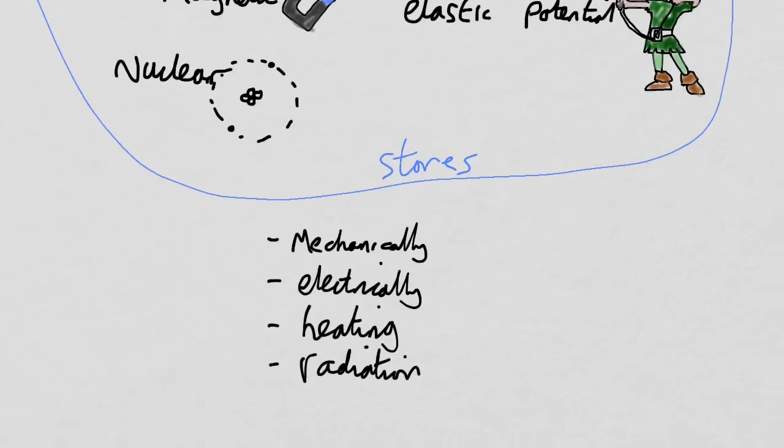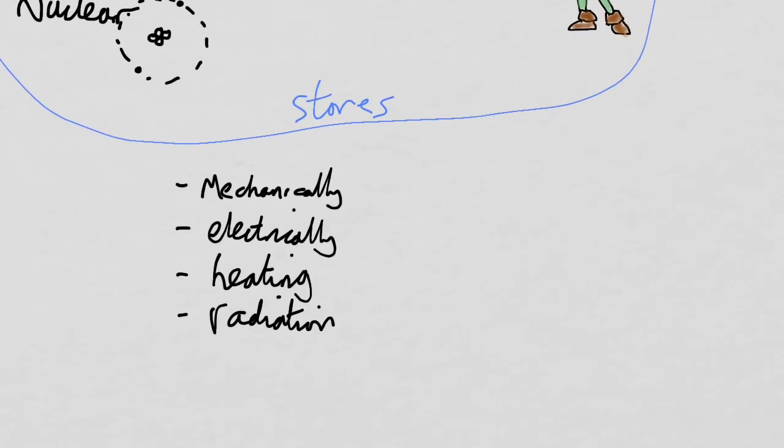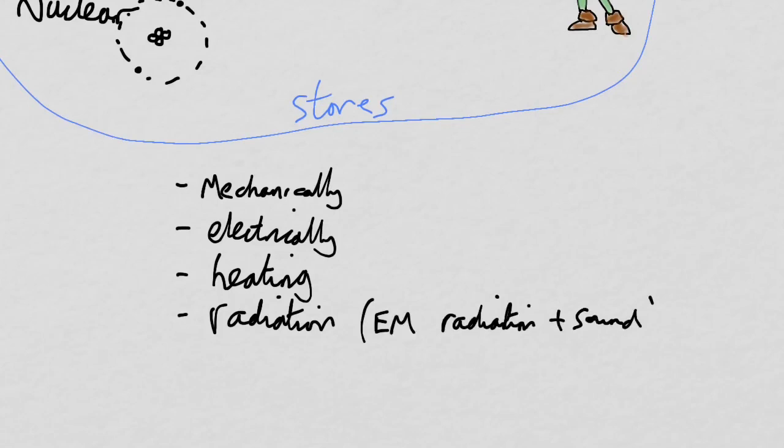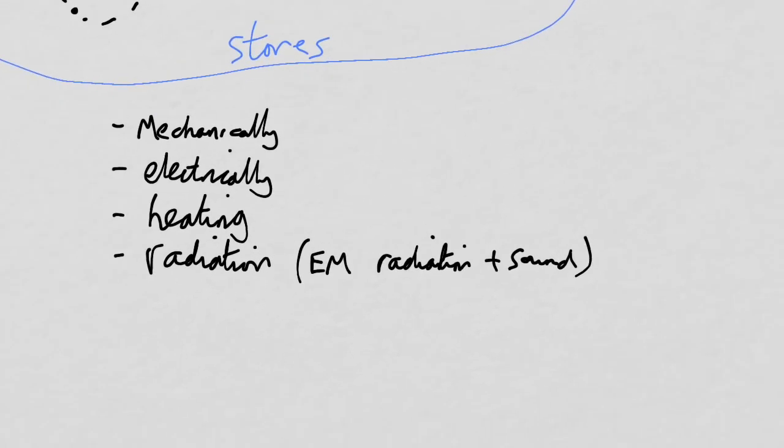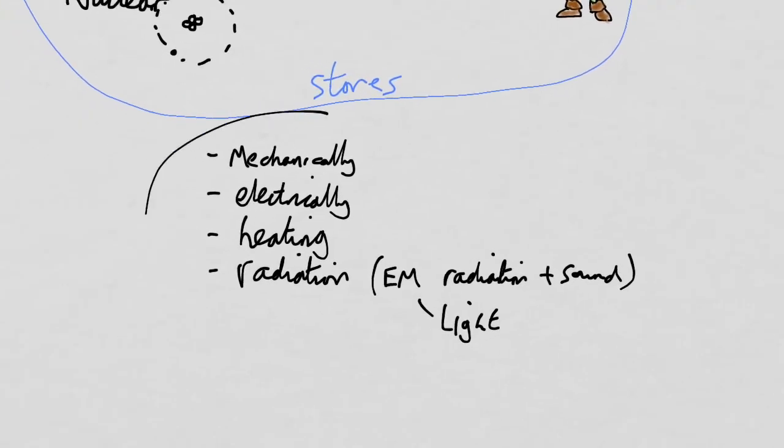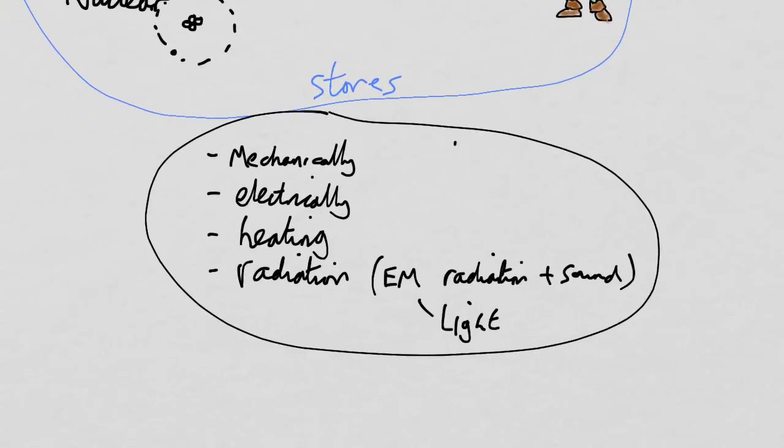And radiation, finally. Radiation covers things like electromagnetic radiation, for example light. It also covers sound as well. So this is electromagnetic radiation and sound. The most obvious example of electromagnetic radiation would be light. And these are energy shifts or energy transfers.